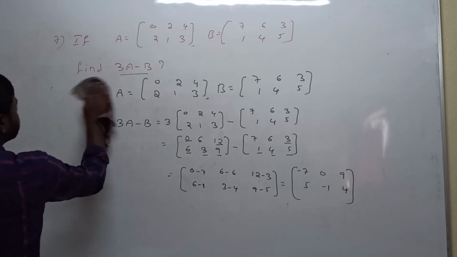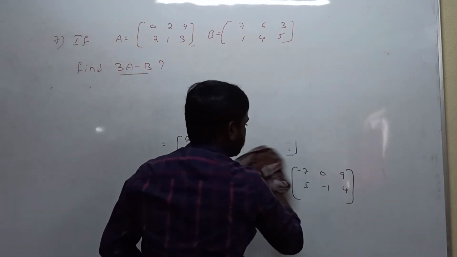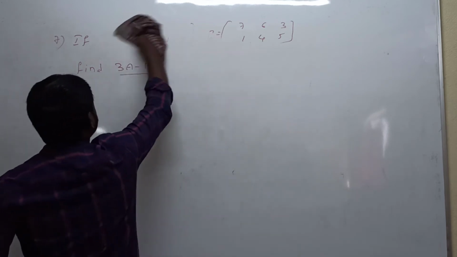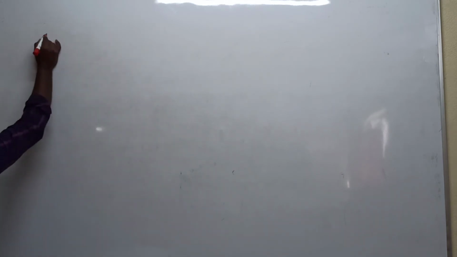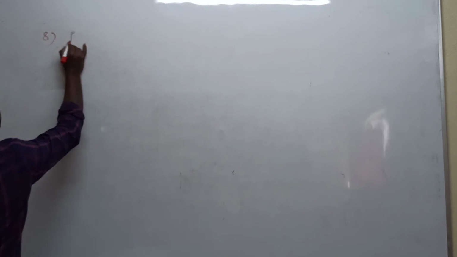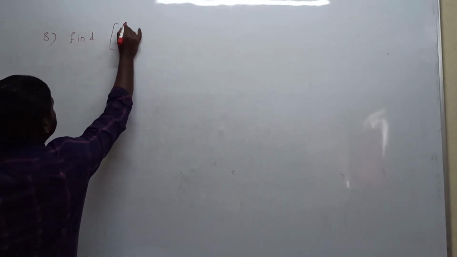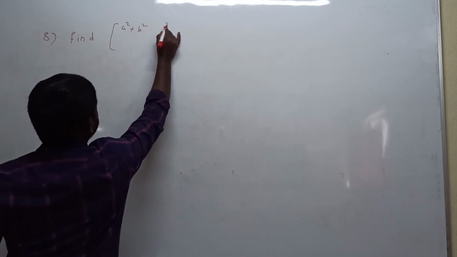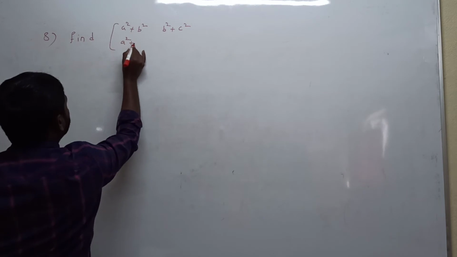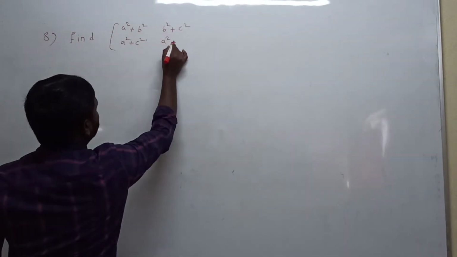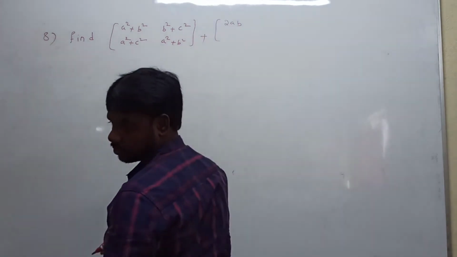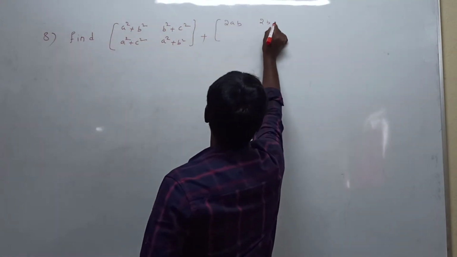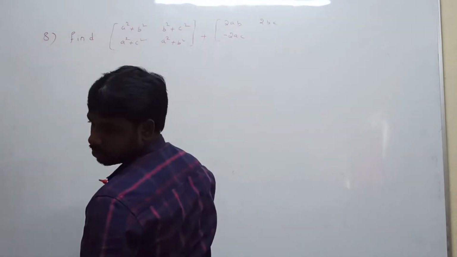Next, eighth question. Very easy. The eighth one is: find a square plus b square, b square plus c square, a square plus c square, a square plus b square, the given symbol positive, 2ab, 2bc, minus 2ac, minus 2ab.